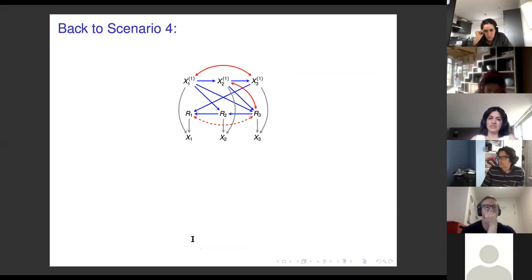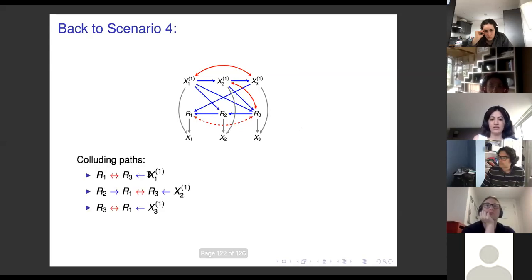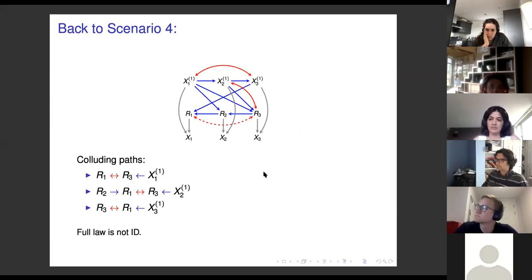So just to see how easy this result is to implement, now I have this ADMG again, and I'm asking whether the full law is identified or not. So I should look for a colluding path, and I can see one colluding path is between R1 and X11. R1 has a bidirected path to R3, and then X11 points to R3. So there is a colluding path between the two. As soon as I see this one colluding path, I can conclude that the full law is not identified. But there are more colluding paths that you can find. There actually turned out to be colluding paths between all the pairs, between R1 and X11, R2 and X21, and R3 and X31. So yeah, the full law is definitely not identified.